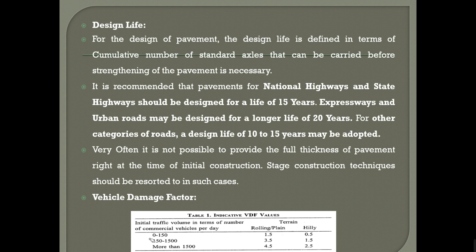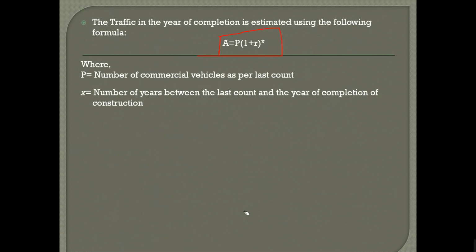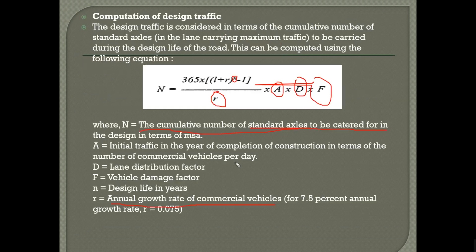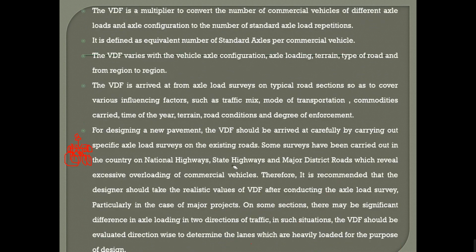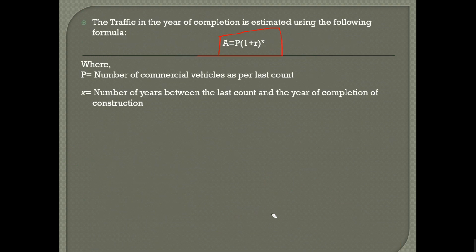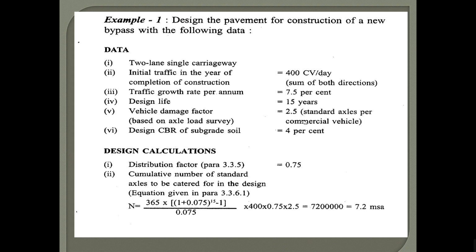Initial traffic volume in terms of number of commercial vehicles per day: how much is the value that has been given to us? Initial traffic in the year of completion of construction: 400 commercial vehicles per day. In which range do the commercial vehicles fit? 400 lies between 150 and 1500. Corresponding to rolling and plain terrain, the value of VDF is considered to be 3.5. But as per the axle load survey, they have already given us the value of VDF as 2.5.